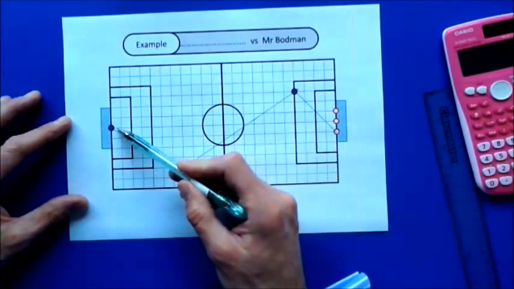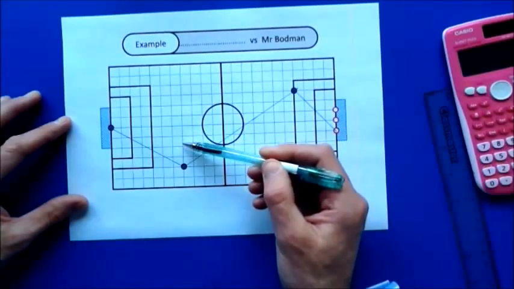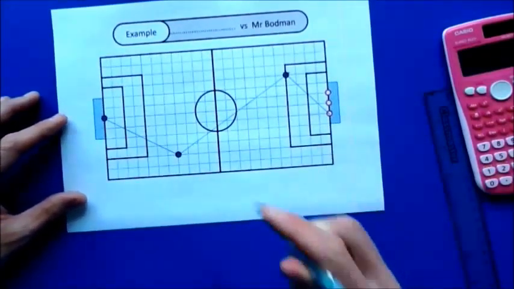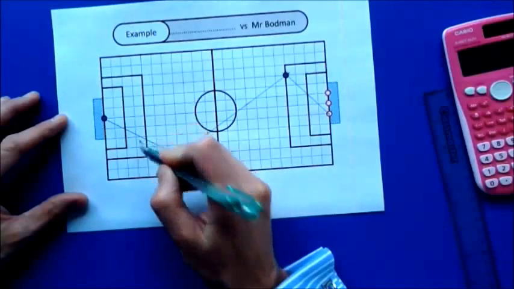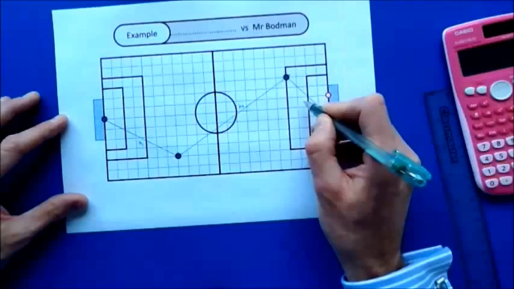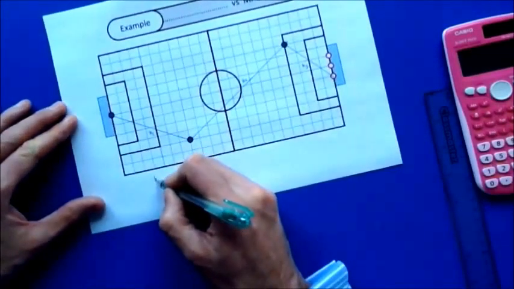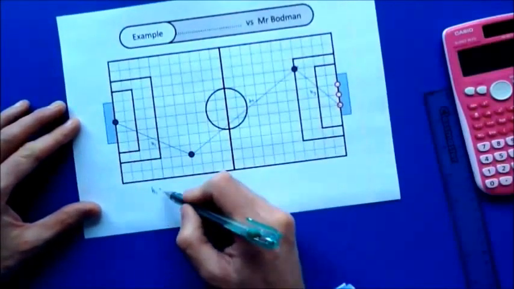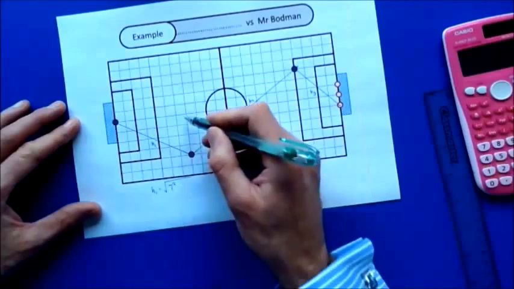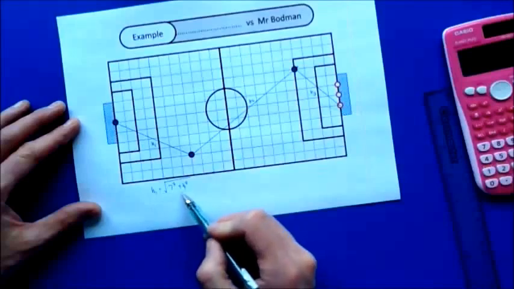Well, going along this way, we've got 1, 2, 3, 4, 5, 6, 7, and then down here we've got 1, 2, 3, 4. Now, just to keep it very clear what we're doing, I'm going to label this line here H1, hypotenuse 1. This one I'm going to call H2, and the final one is going to be called H3. Okay, so H1 equals the square root of 7 squared plus 4 squared. Because we find the hypotenuse, we're adding those two together.